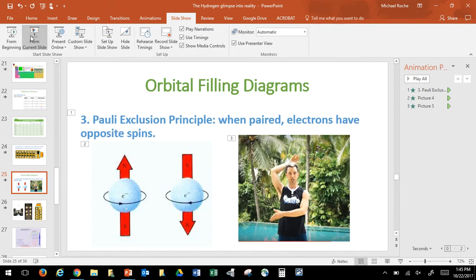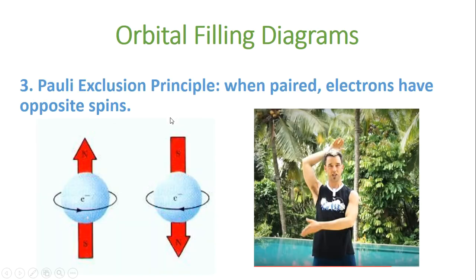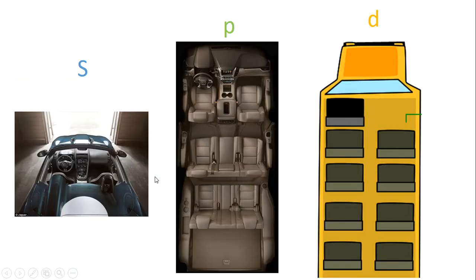Here we are. All right. So orbital filling diagrams, Pauli exclusion principle basically says that electrons have to spin in opposite directions. So here's another way to look at it. If you consider the S orbital, the S subshell, as a two-seat car, right? There's one row, two seats. The first electron goes up, the second electron goes upside down.